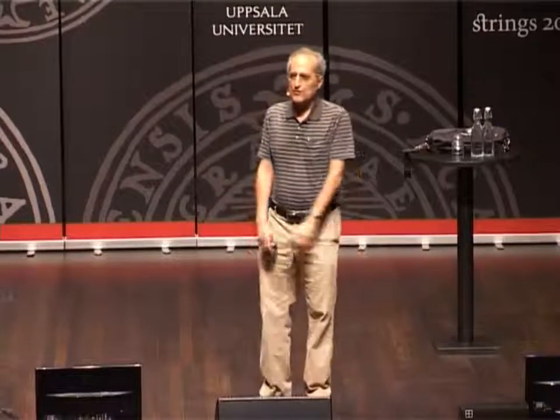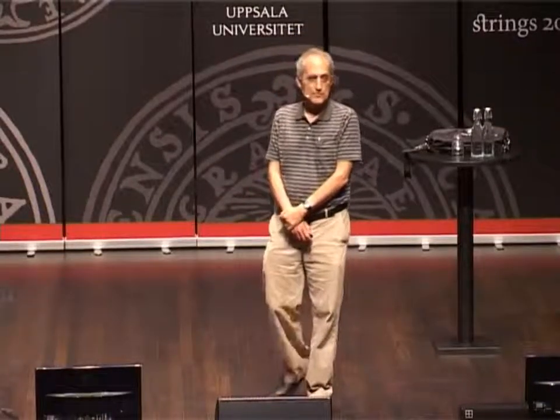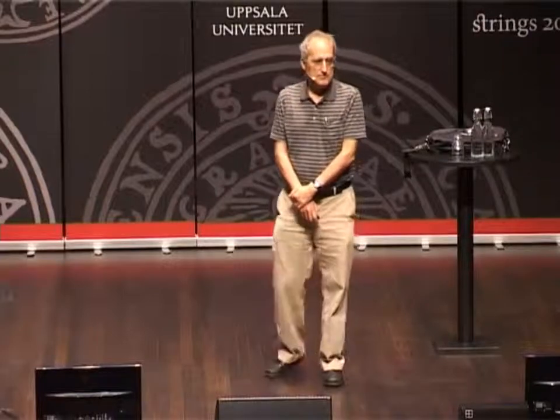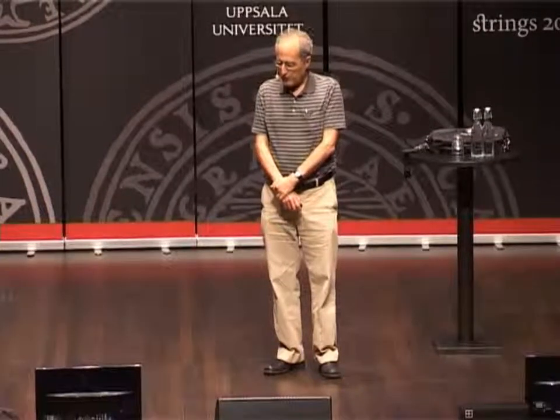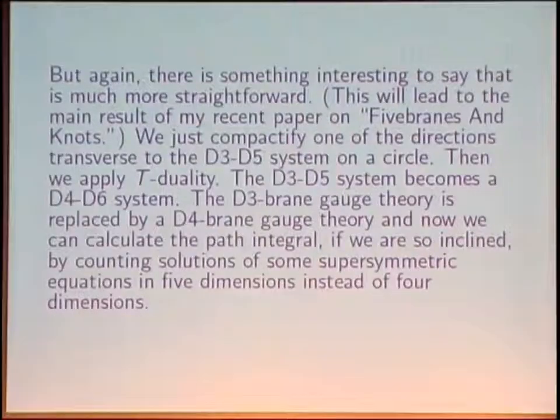And the D3, D5 system becomes a D4, D6 system. So the D3 brane gauge theory becomes a D4 brane gauge theory. In other words, a 5-dimensional super Yang-Mills theory. And we can calculate the path integral using supersymmetric localization. And this just tells us to count solutions of some supersymmetric equations in 5 dimensions instead of 4 dimensions.